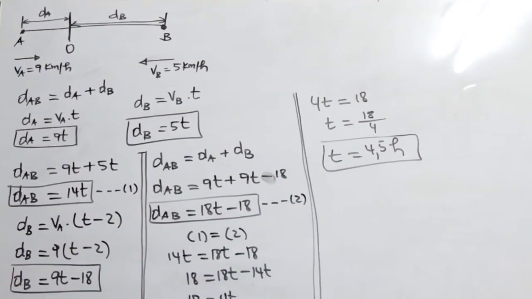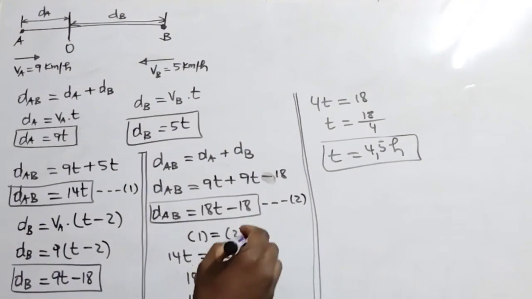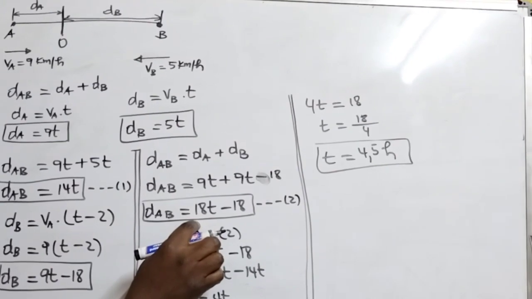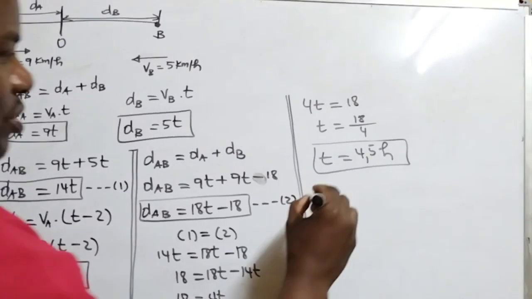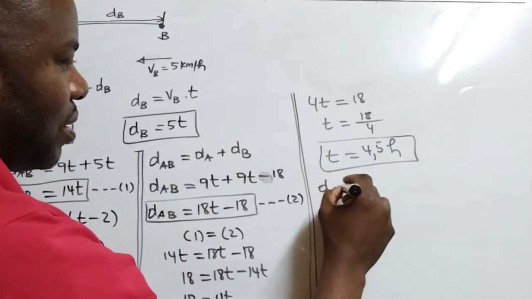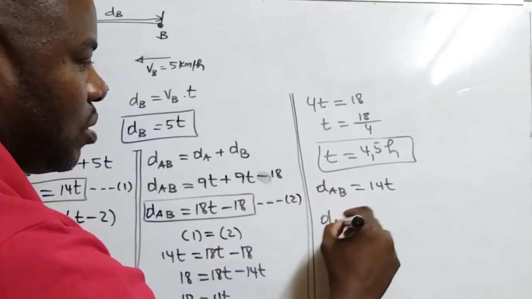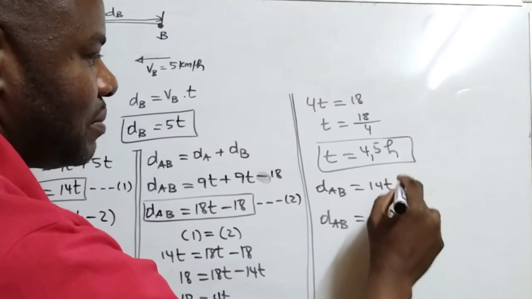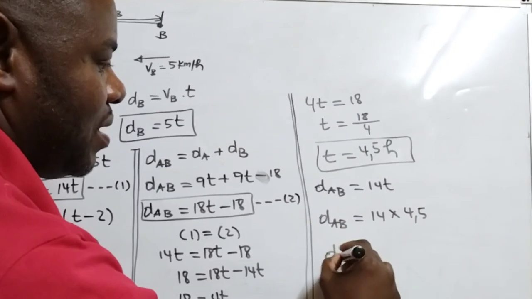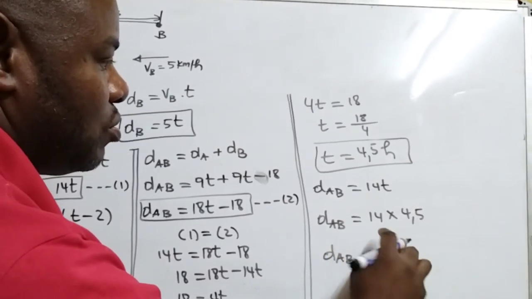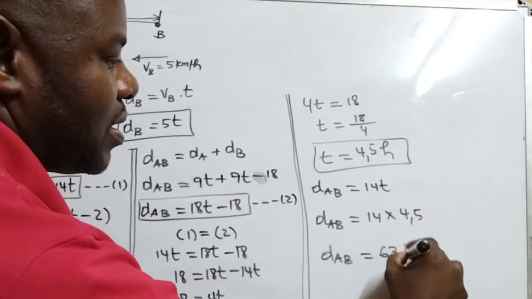Now, having the time, I can determine the distance that separated the vehicle from the pedestrian. I can use either this formula to calculate the distance dAB, or the other formula. But I prefer this one here because it's short. So the distance AB will be equal to 14t. The distance AB will be equal to 14 times the value of t, which is 4.5. The distance AB will be equal to 14 times 4.5, which is 63 kilometers.